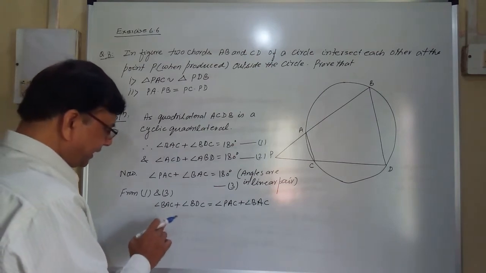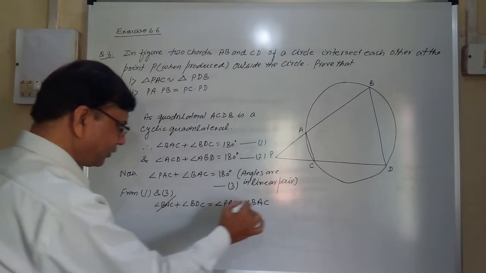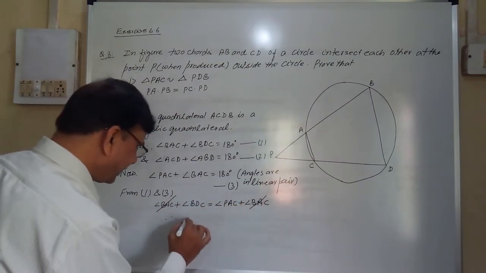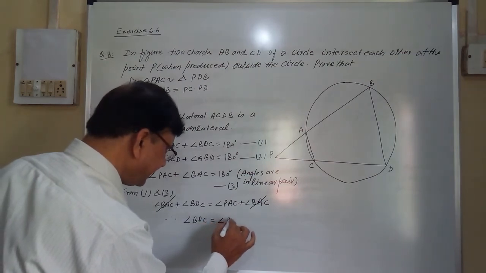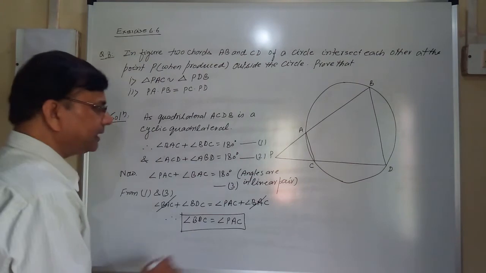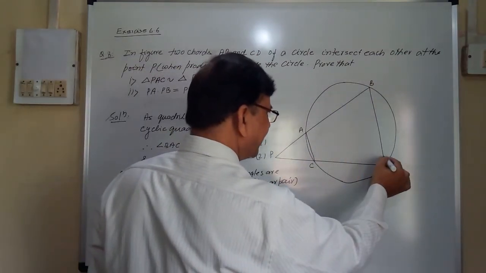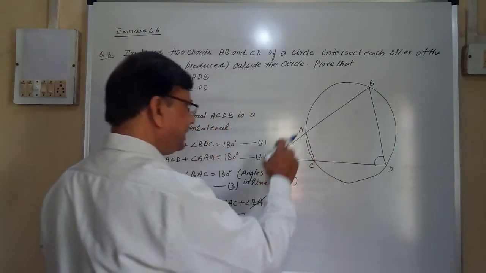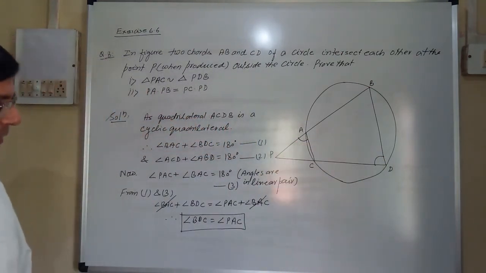Now, BAC is here, BAC is here, so this angle will go. Therefore, angle BDC is equal to angle PAC. This relation we got. Angle BDC is this angle and PAC is this angle. So these two angles are equal.